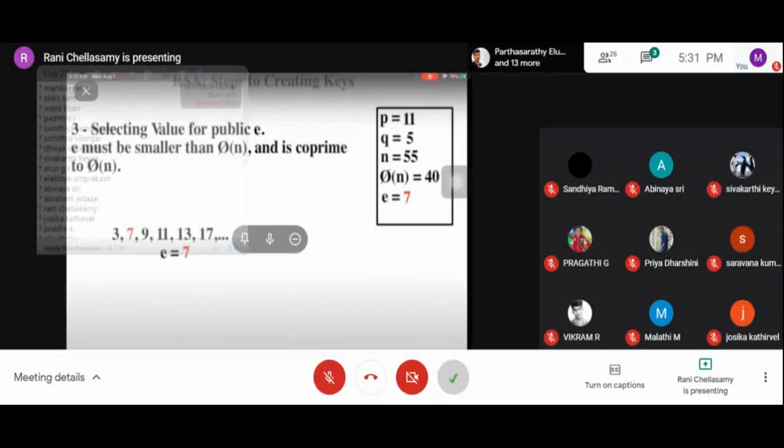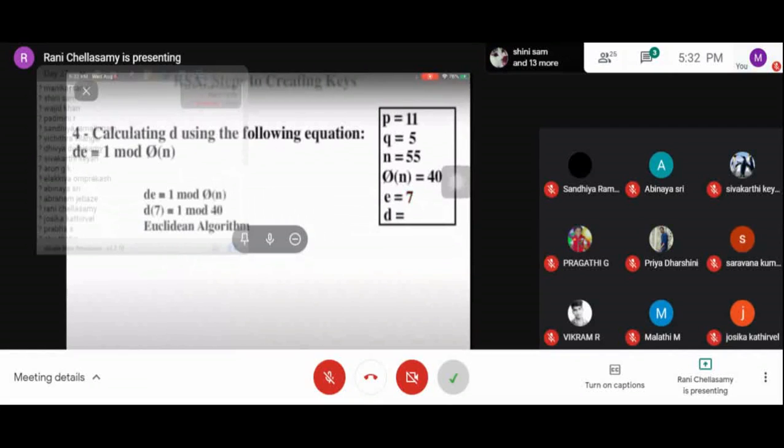The candidate values are listed here: 3, 7, 9, 11, 13, 17. Among those values, we are picking the E value as 7. So the options are here. We are going to use the public key value 7. Fine, so in the third step, we select the public key value.